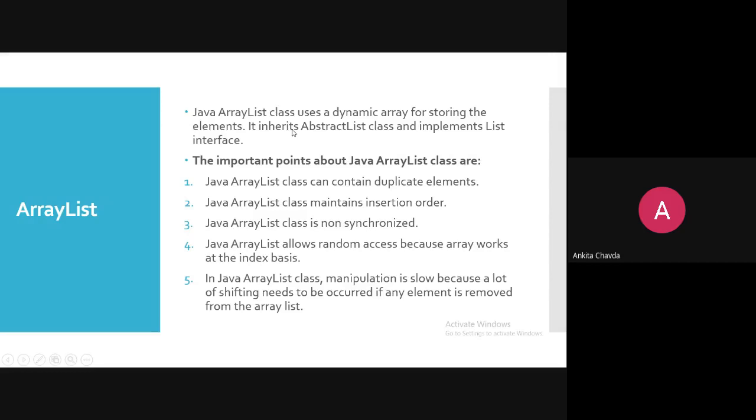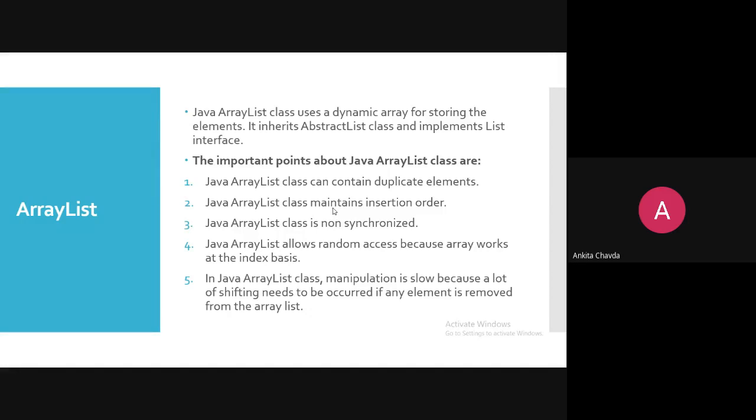It inherits the AbstractList class, that we have just discussed, and implements the List interface. So the important points about the ArrayList class are: the ArrayList class can contain duplicate elements. So if you are entering the same name 2 times, it is fine, right? It is not verifying that.